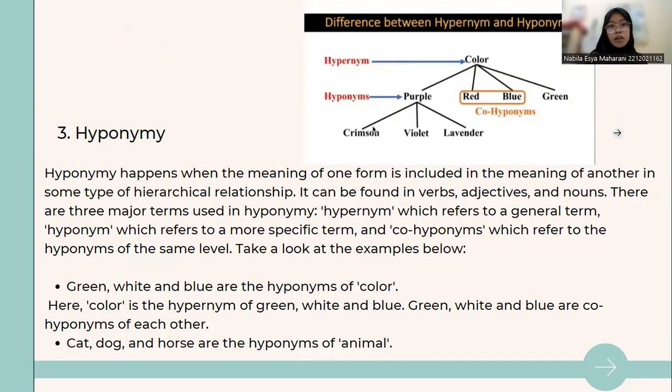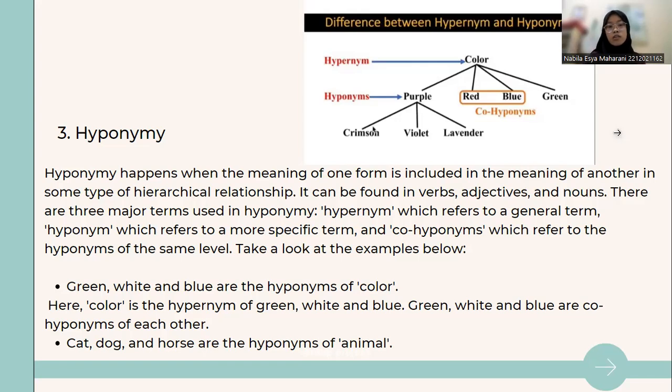The third is hyponymy. Hyponymy happens when the meaning of one form is included in the meaning of another in some type of hierarchical relationship. It can be found in verbs, adjectives, and nouns. There are three major terms used in hyponymy: superordinate, which refers to a general term, hyponym, which refers to a more specific term, and co-hyponyms, which refer to hyponyms of the same level.